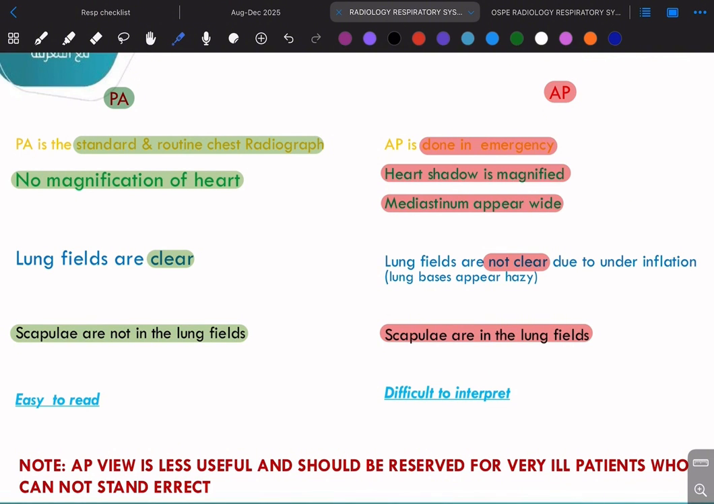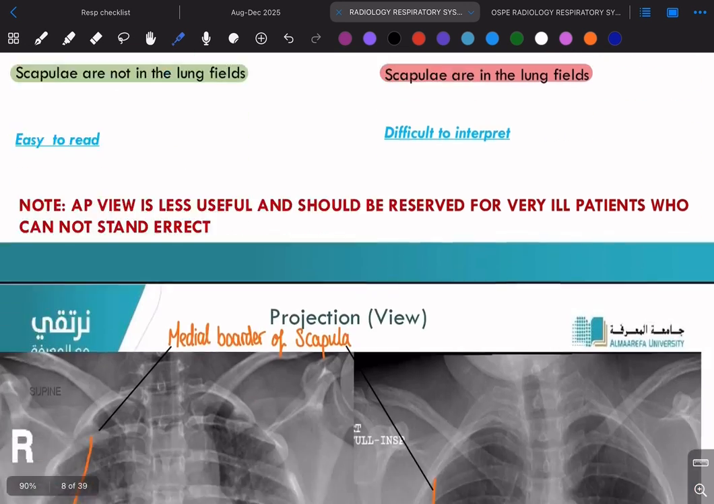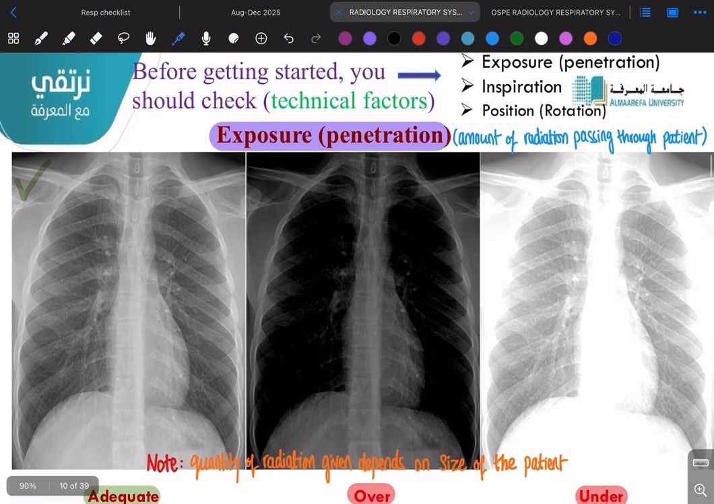And then we just saw the scapula. The scapula are not in the lung field. They're on the side or in the lateral part. While in the AP view, the scapula are in the lung field and they do affect the image, okay? Here it's easy to read and here it's difficult to interpret. As we can see here, there's a note: AP view is less useful and should be reserved for only ill patients who can't stand in an erect position. Tamam?